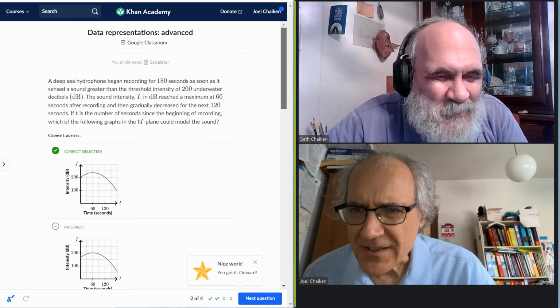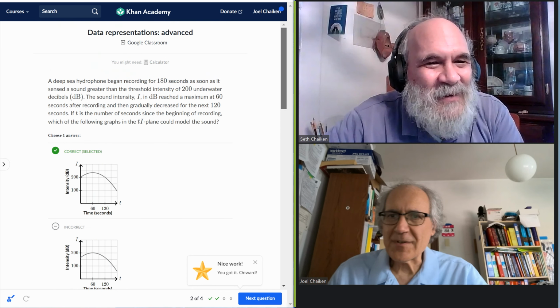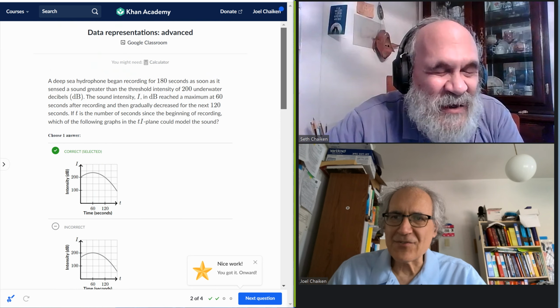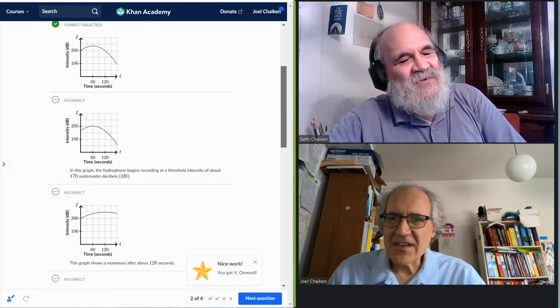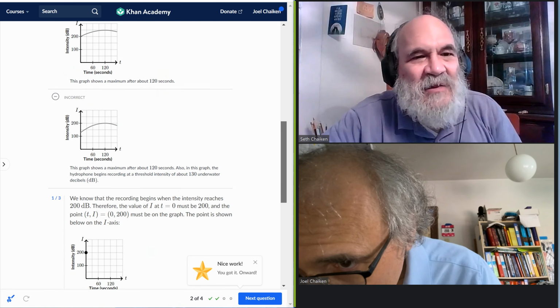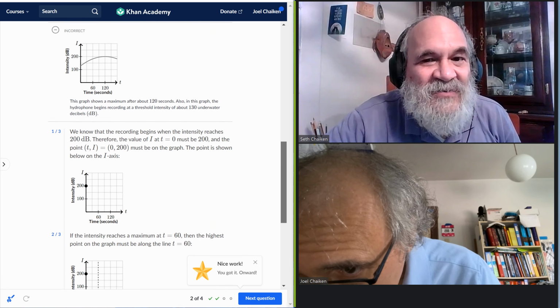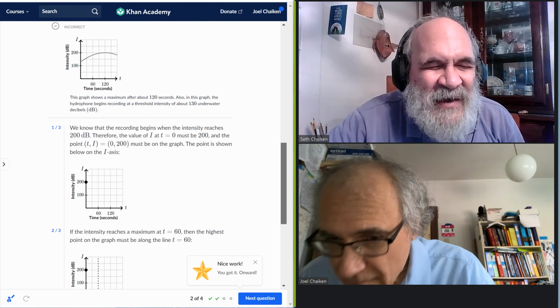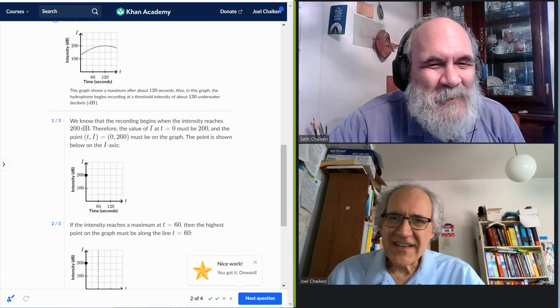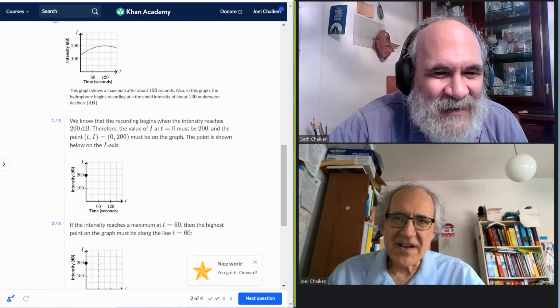Look at that. Wow. They may have made a mistake there, but as soon as it senses the sound, you can't really see. It could be greater than, you just can't tell much, right? It could be so little bit greater than 200 that it's not visible on the scale of the plot. But in the answer it says therefore it must be 200.